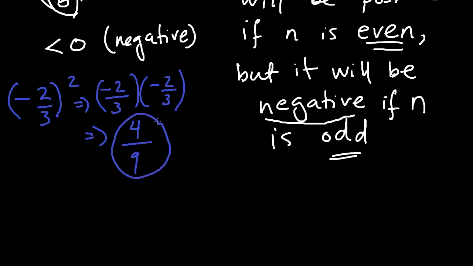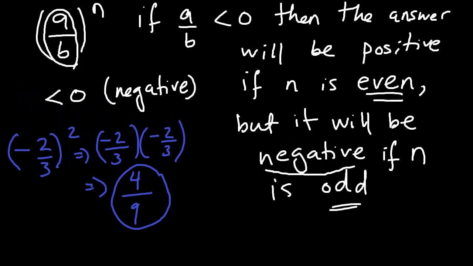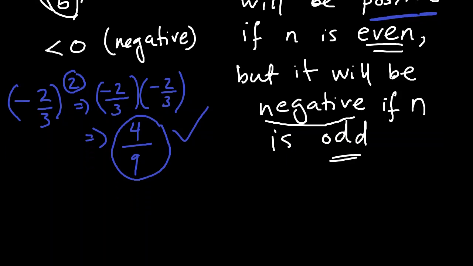Does that agree with the rules? Well, a over b is negative, and our exponent is an even number. When our exponent is an even number, we should get a positive answer, and that's exactly what we get, right? The answer will be positive if n is even, and n is even here. And we get a positive answer. So that's correct. So let's change n now into an odd number and see if we get a negative number, because we should, right?